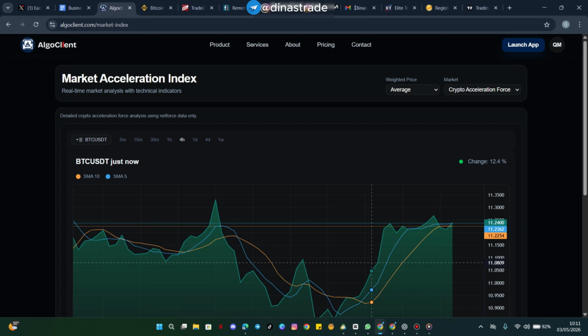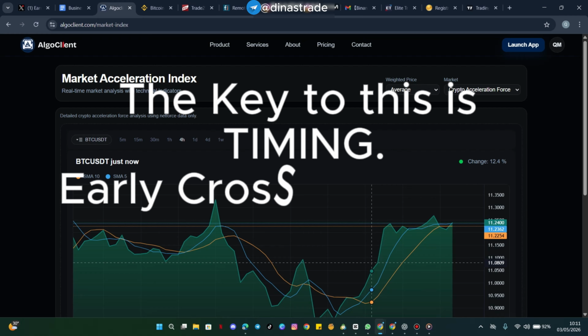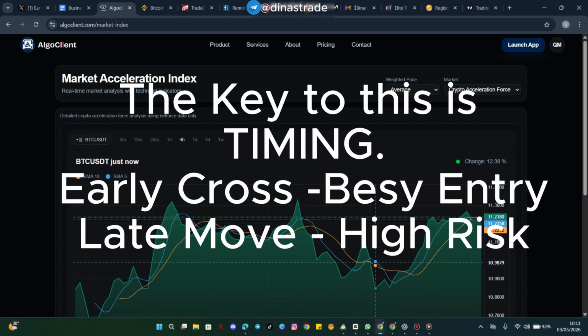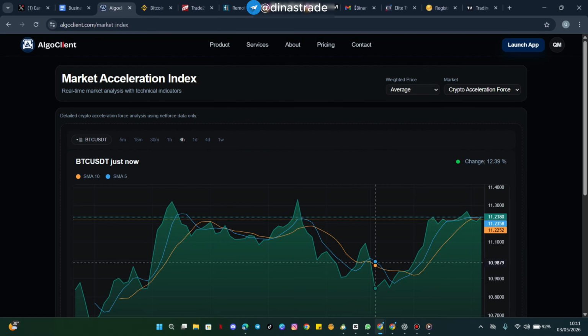Well, if the cross has dropped significantly, the entry is late and it's not advisable to place a trade. So the strategy here is just timing. Early cross, best entry; late move poses a high risk. So now I'll go to my MT5 account and display a live demonstration of this.